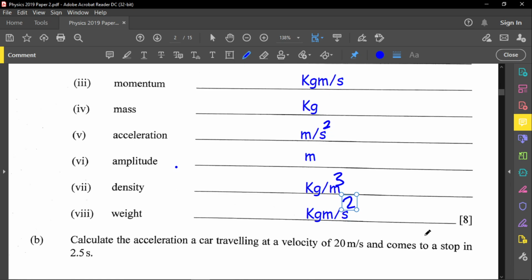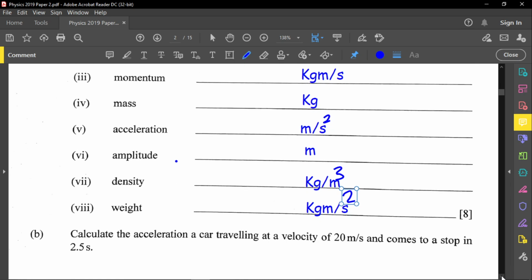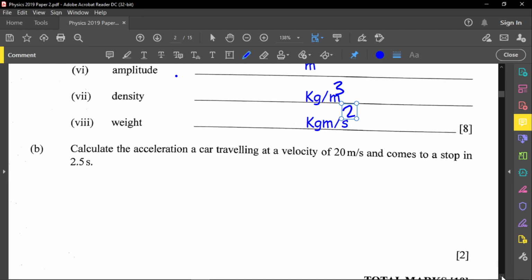Now the next question reads: calculate the acceleration of a car traveling at a velocity of 20 meters per second and comes to a stop in 2.5 seconds. Now, there are certain things you need to know. First, we have our velocity right here, which is 20 meters per second. Very important to note that the car is coming to a what? Stop. So the car is stopping. That is a very important thing when it comes to motion questions. If you see stopping, something must come to your mind. That means the car is decelerating. Okay, just bear that in mind.